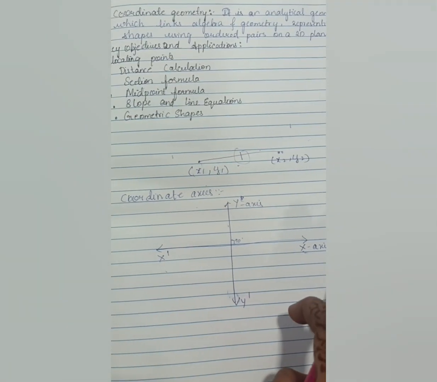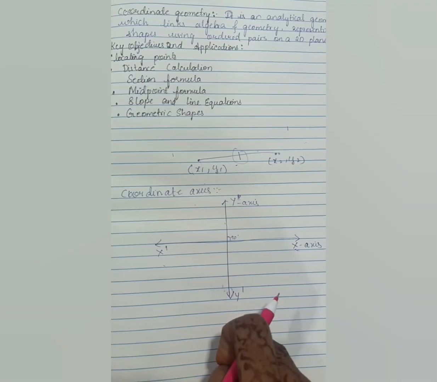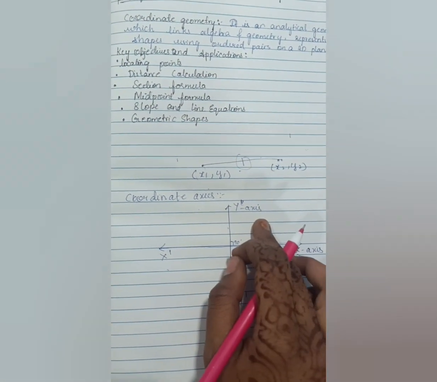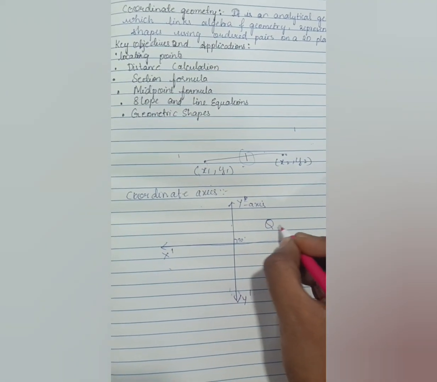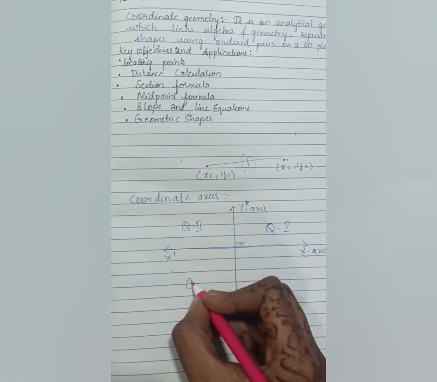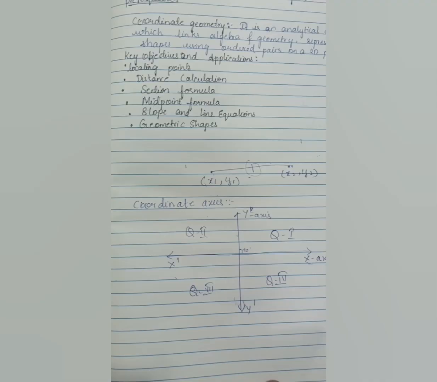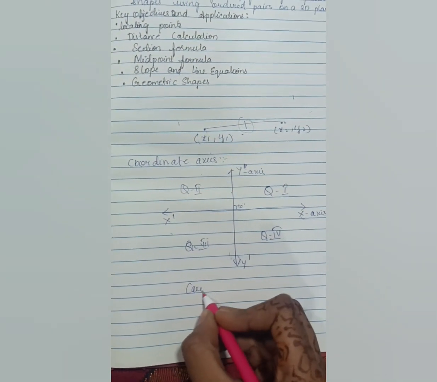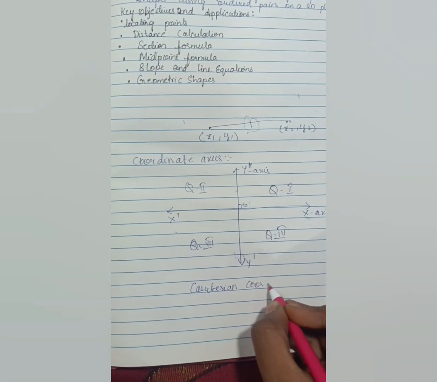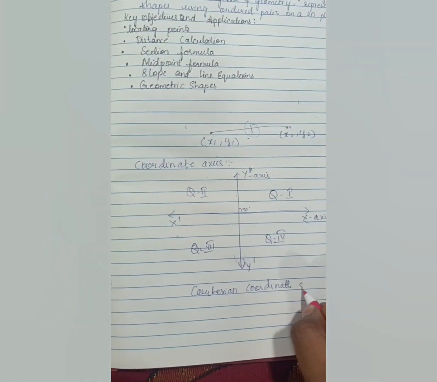The horizontal line that we have drawn is the x-axis and the vertical line that we have drawn is the y-axis. So we will get 4 quadrants: quadrant 1, quadrant 2, this is quadrant 3, and this is quadrant 4. This is called the Cartesian coordinate system.